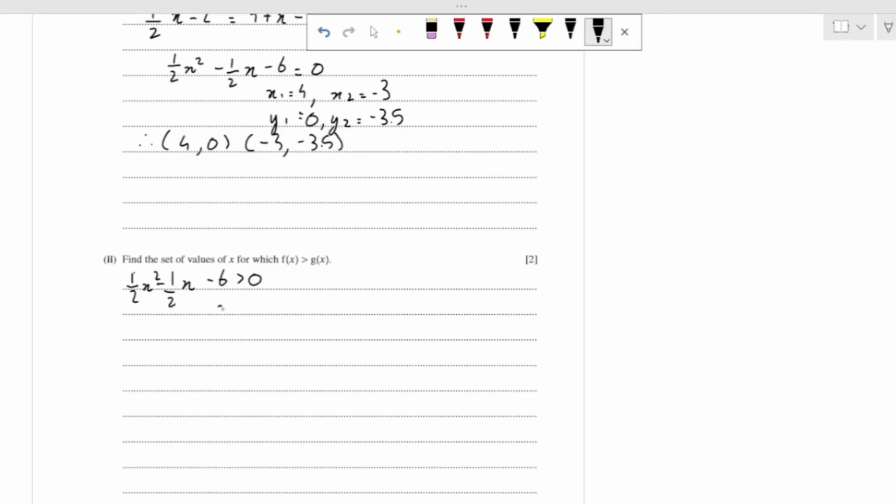And again, when we solve for this, we'll get x1 is equal to 4 and x2 is equal to minus 3. Now, how do we find the range out of this? To do this, we could have a small sketch of what this graph looks like.